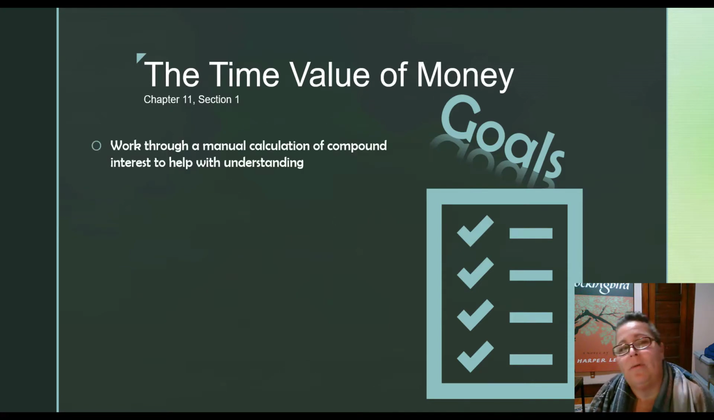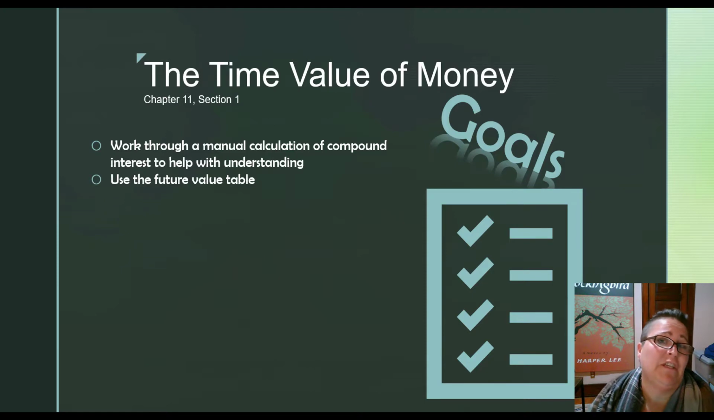We're going to work through a manual calculation of compounded interest in order to help you understand the difference between the simple interest that we have been doing and the compounded interest that we're going to be doing. We're going to use what's known as the future value table. You will find a copy of this future value table on Blackboard in this week's assignments. If you don't find one, reach out to me and we'll make sure to get you a copy.